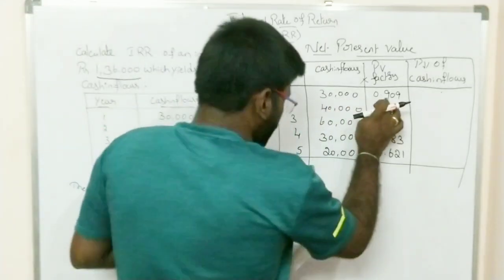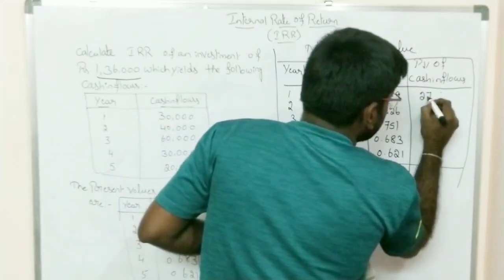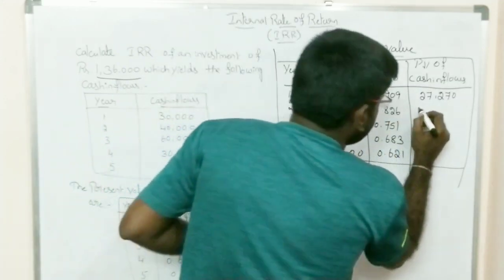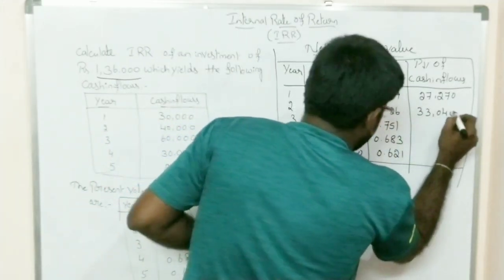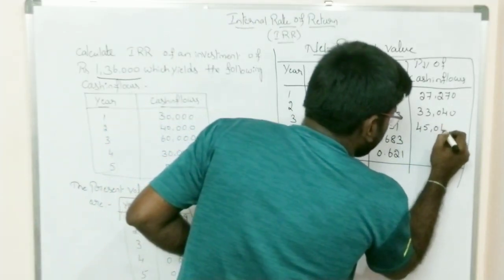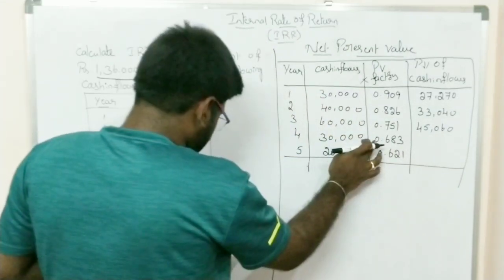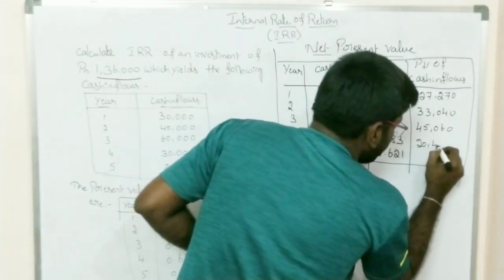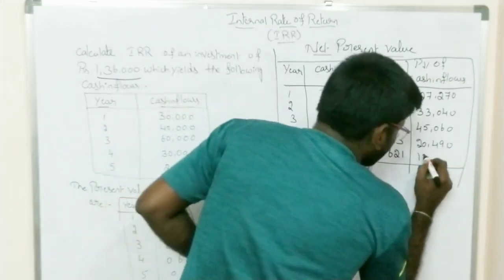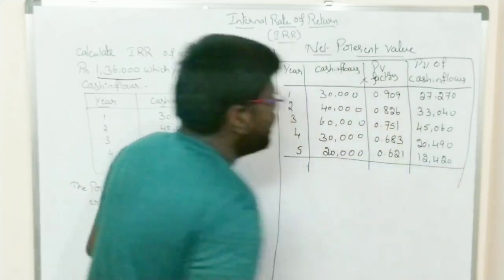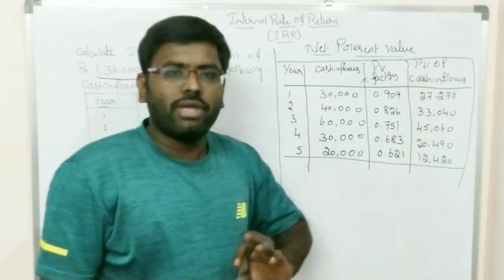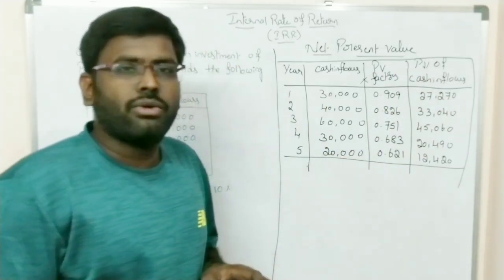So 30,000 into 0.909, you will get 27,270 rupees, and 40,000 into 0.826, you will get 33,040 rupees, and next 60,000 into 0.751, you will get 45,060 rupees, and next 30,000 into 0.683, you will get 20,490 rupees, and last 20,000 into 0.621, you will get 12,420 rupees. Means by multiplying cash inflows with the PV factors, you will get the present value of cash inflows. Now what is the next step we have to do?